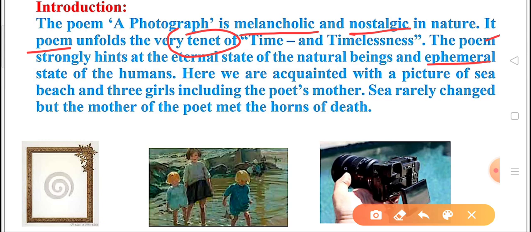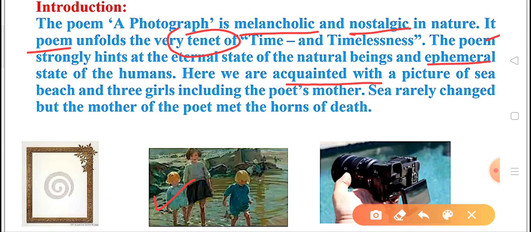Here we are introduced to a picture of a sea beach. Over here you can see where the 3 girls are. You can see the sea beach. They are moving on the sea beach. And the 3 girls include the poet's mother. Out of these 3 girls, one is the poet's mother.